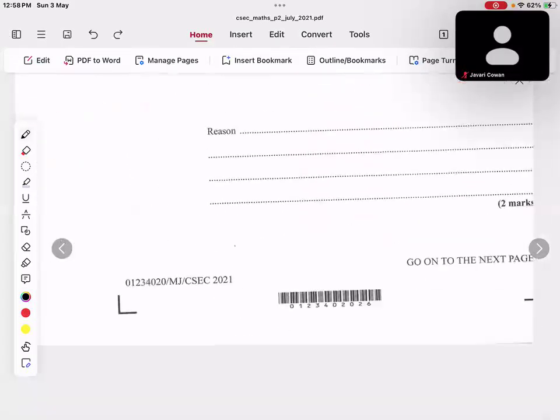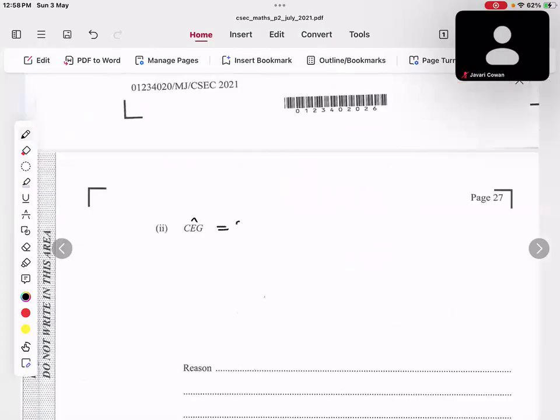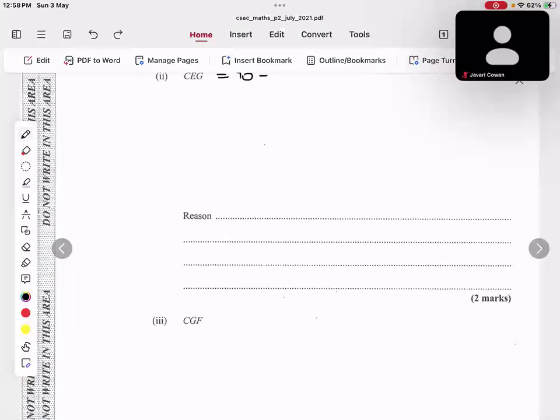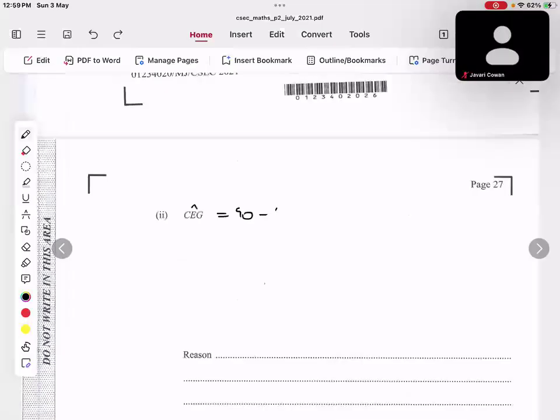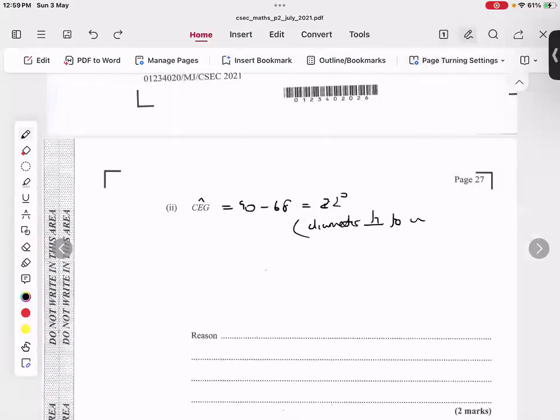So therefore, you can see that this angle is equal to 90 minus 68. And that works out to be 22 degrees. What's the reason? The geometric reason is that the diameter is perpendicular to a tangent. That's theorem number 2. The diameter is perpendicular to a tangent.